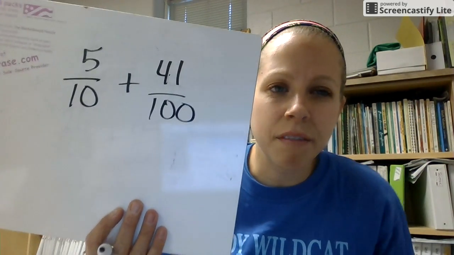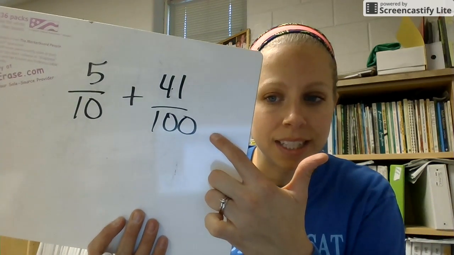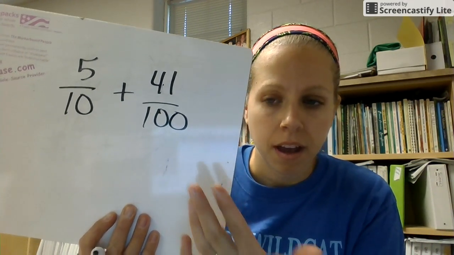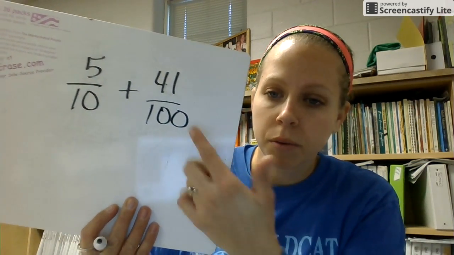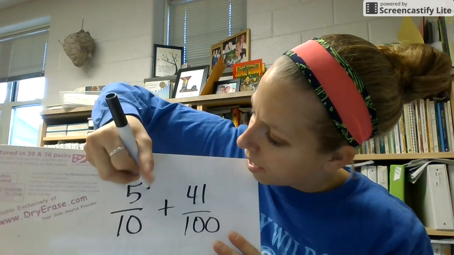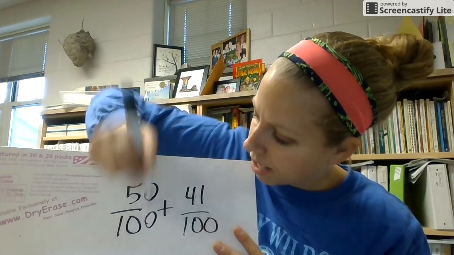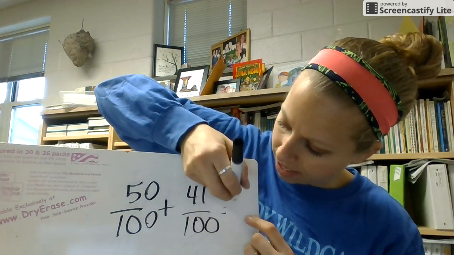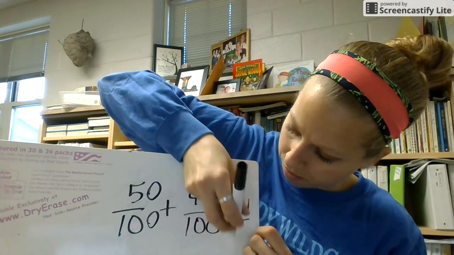What if I have 5/10 plus 41 hundredths? Again, dividing that 41 in half to come to the tenths wouldn't work very well. So we're going to pump up this 5 and add a 0 to the top and the bottom, and now all of a sudden we can add those across, and what we get is 91 one-hundredths.